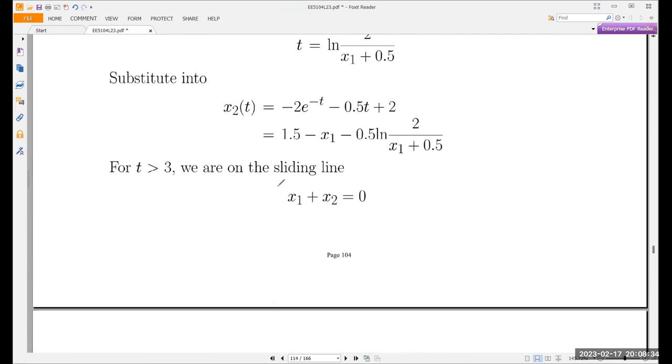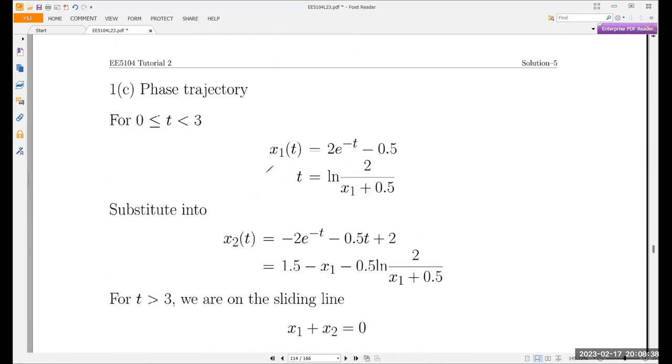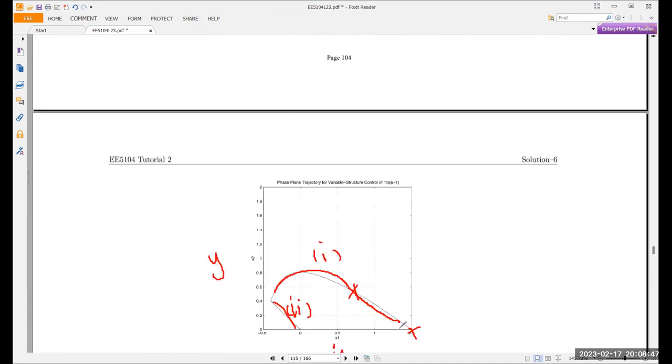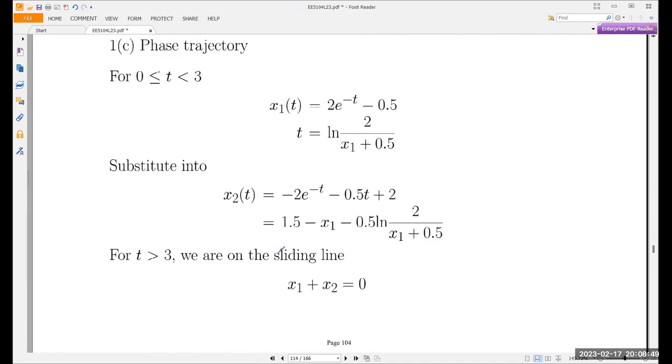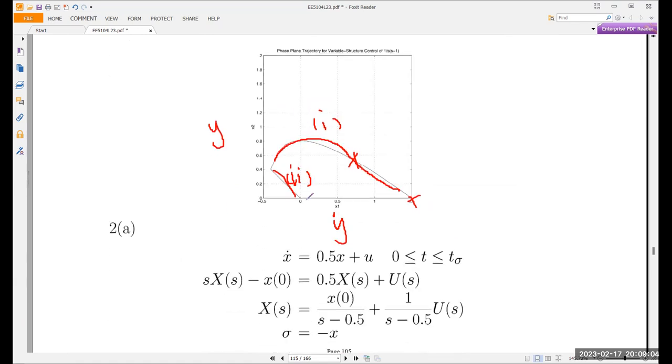Or if you want x1, x2 directly, x1 is like that, x2 is like that, you eliminate t, then you can get x1 directly in terms of x2. Then you get this equation. All right, in terms of t, x2 is in terms of t, between the two equations, you eliminate t, then you just get x2, x1 directly. Then you get this curve. Those are simple maths, nothing much. All right.